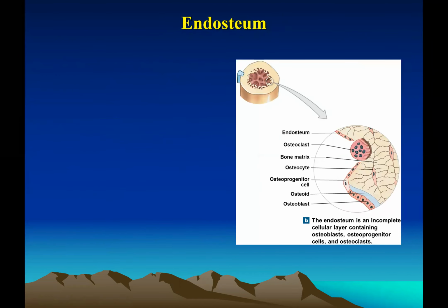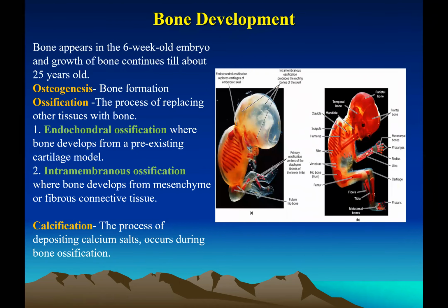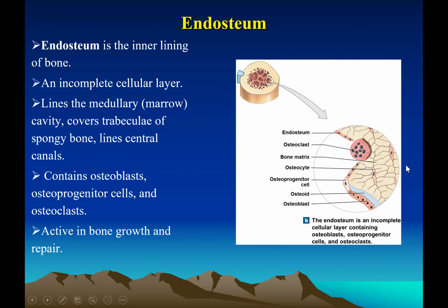Endosteum is the inner lining of the bone. You can see in the bone marrow, it is broken. It is the inner lining, and it is incomplete. It lines the medullary cavity and covers the trabeculae. It contains all the different types of cells: osteoblasts, osteoprogenitor cells, and osteoclasts. It will play an important role during bone remodeling and growth and during fractures.